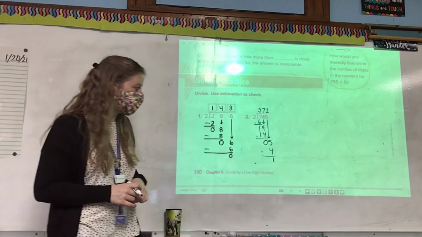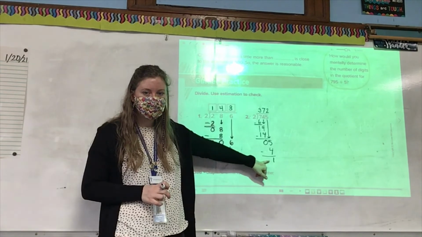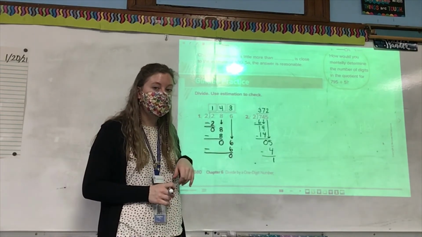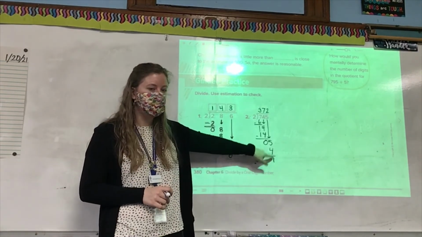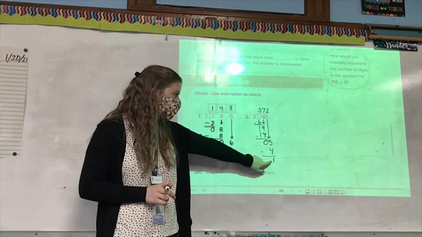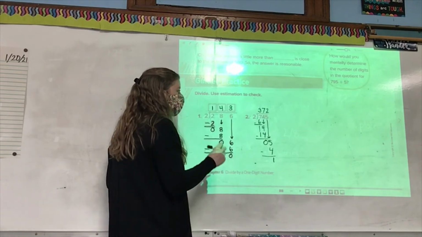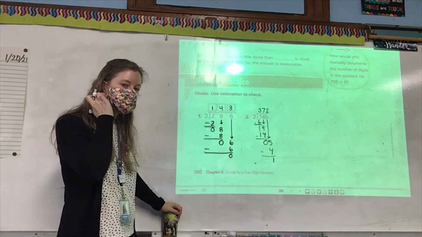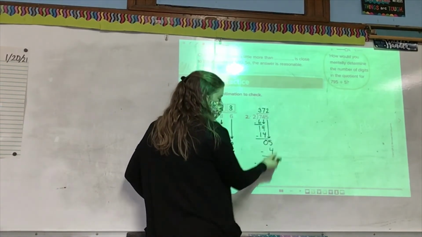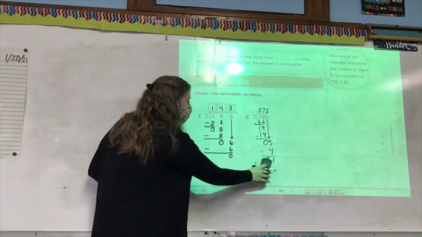We compare. So we're seeing if the what? If the answer to our subtraction problem is less than our divisor. Is the answer to our subtraction problem 1 less than our divisor 2? Yes. So 1 is our remainder. How do we show that 1 is our remainder? We write R1 behind the quotient.